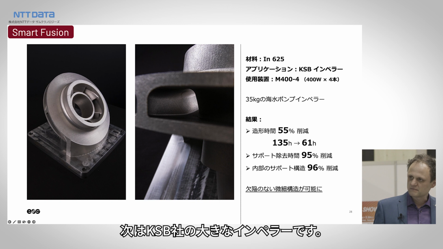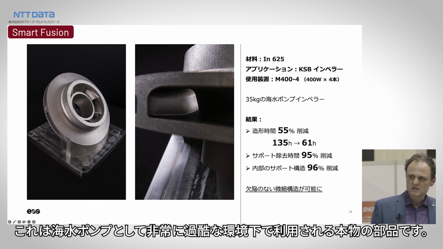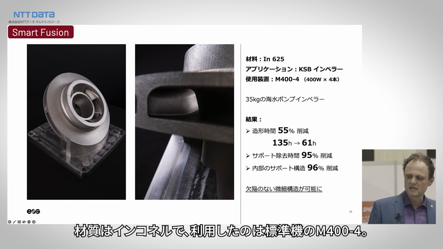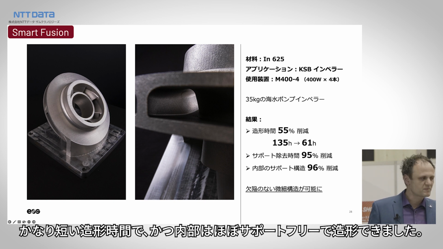Another component that we initially showed is this big impeller. This big impeller is from KSB, a real part. It's a seawater pump used in really harsh environments, with post-processing making it very difficult. In a closed impeller where you have supports on the inside, to access those is always very tricky. Here, this was made possible in Inconel, printed on an M404 in a really short period of time. So it's a standard system with hardly any supports, which is really cool.